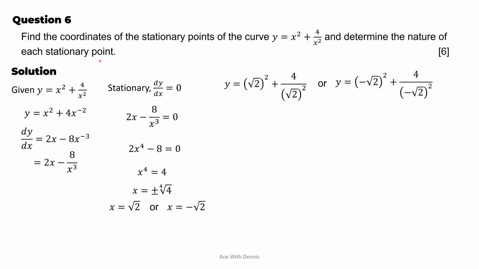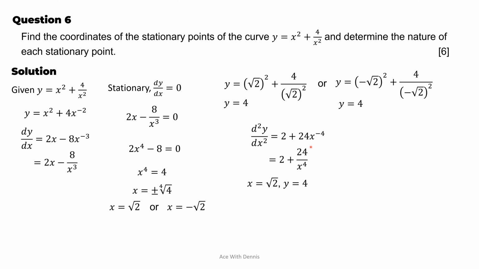From here, be careful with the sign. For the first part we get y equals 4, and for the second part we actually get the same value, y equals 4. Therefore, the two points we'll talk about later. The next part we need to do is determine the nature of each stationary point. So d squared y over dx squared: we differentiate a second time from dy over dx, we get 2 plus 24x to the power negative 4. And simplifying, we get 2 plus 24 over x to the power 4.